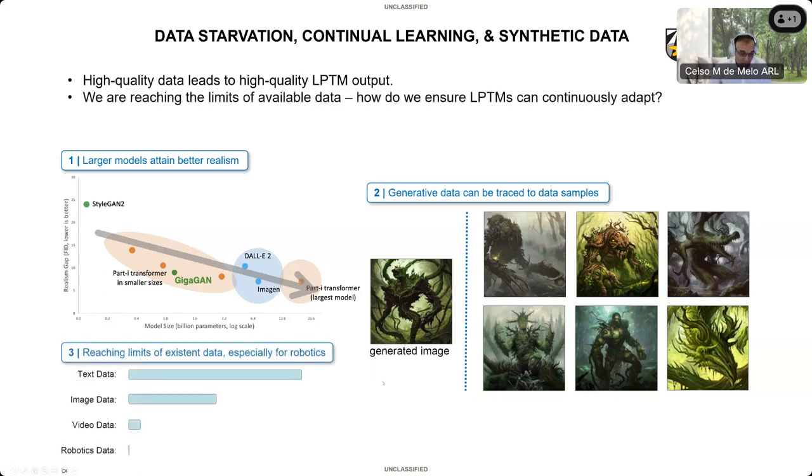The issue is that we're starting to reach the limits of existing data. Some would argue we kind of already did for text data, and we're getting closer in terms of image data and pretty soon video data. Robotics data is further behind because we do need physics information, and I'll talk a bit more about that. But there's this notion that we're starting to reach the limits of existing data for training purposes. So how do we go from there?